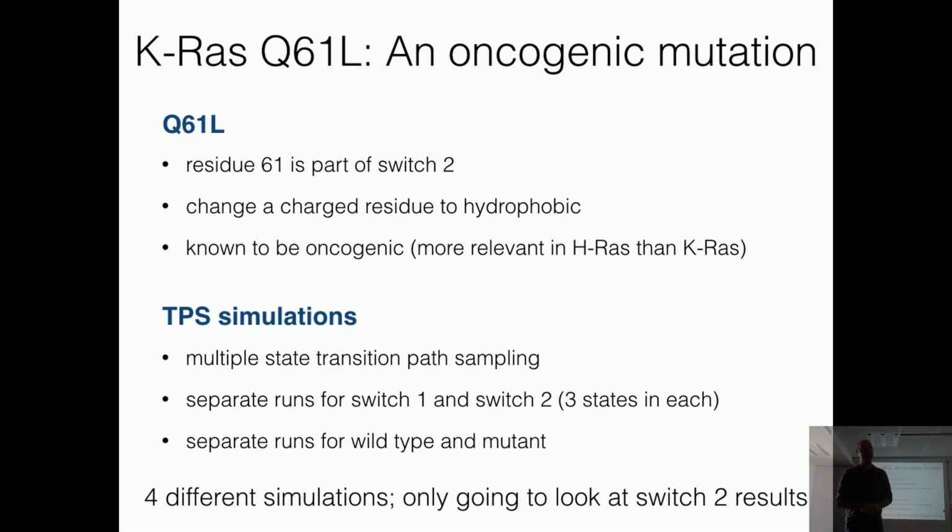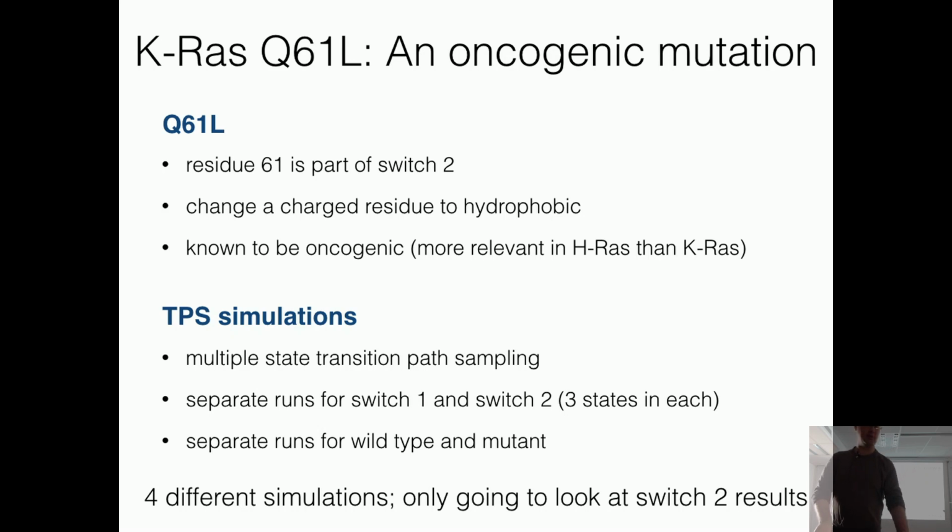We did TPS simulations using multiple state transition path sampling. Separate runs for switch 1 and switch 2. Each switch had 3 states. We did separate runs for the wild type and the mutant. That makes 4 total simulations. We're only going to bother with the results from switch 2, because that's where the interesting stuff happens.